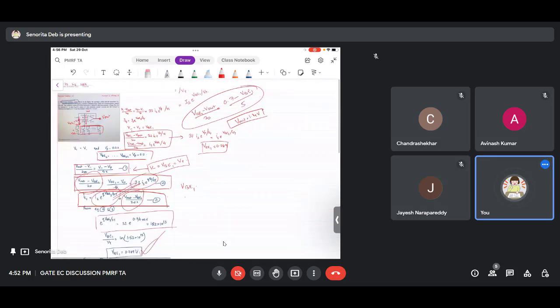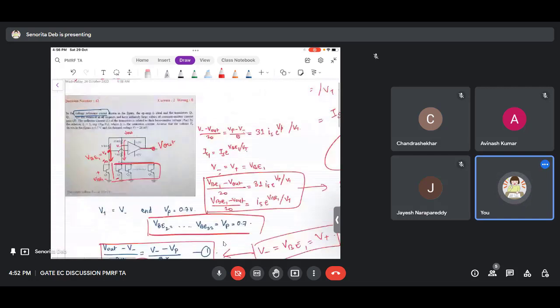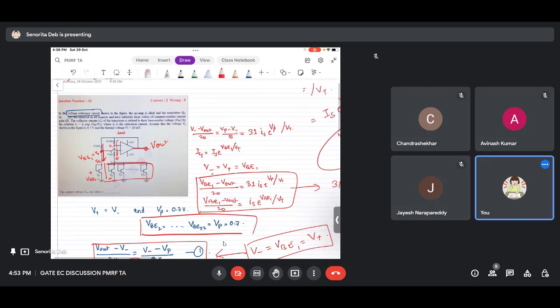I hope I did not confuse you in this, because I know there are multiple steps. So unless you do it, it might be confusing. Okay. So let me know if you are okay with this, then we can quickly do another question.